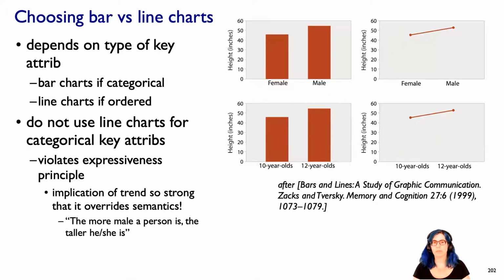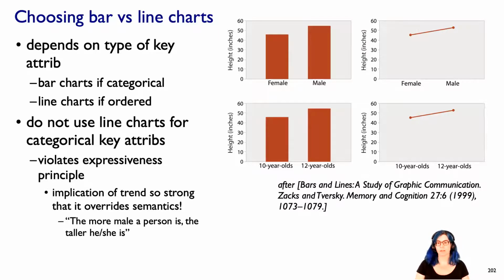Now, when would you choose a line chart versus a bar chart? That has to do with the characteristics of your data. So if your key attribute is categorical, bar charts are a good choice. If it is ordered, whether it's ordinal or quantitative, then line charts are appropriate. In particular, don't use line charts if your attributes are categorical. That expressiveness principle we talked about matching up, this is another example of it.